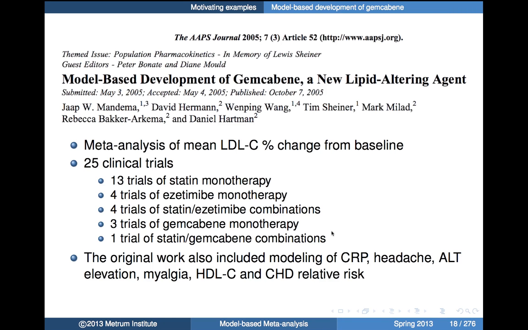development program was launched, ezetimibe was not on the market and had not been a key comparator at that point, but it had been launched during the course of the development of gemcabene. Just a comment here, the original work on this also included modeling of a number of other endpoints that were of some interest too, but in this case, the key decisions were based upon the LDL outcomes.